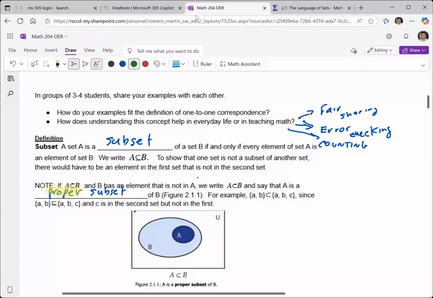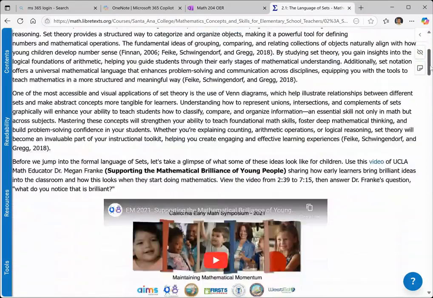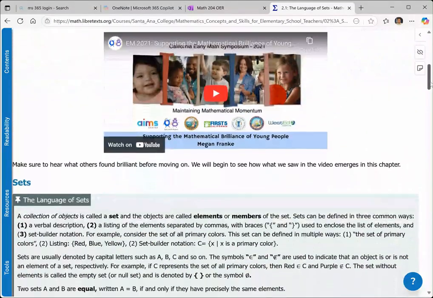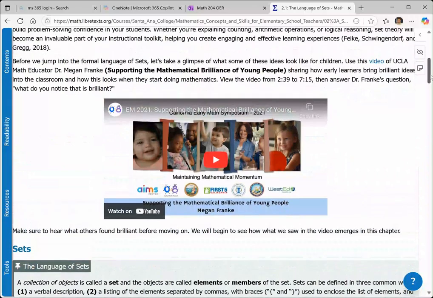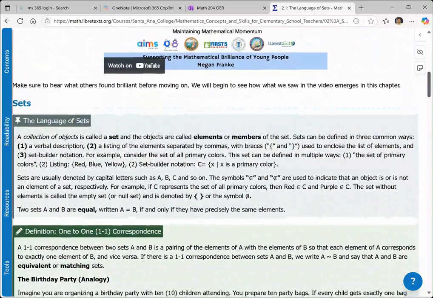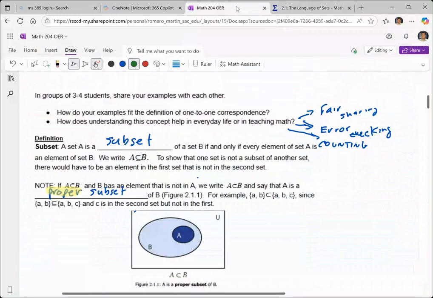Let's continue our work here. Remember, again, as we're going through the notes, we also have the textbook that has a lot more information for you, especially this video at the beginning around thinking about the mathematical brilliance of young people. There's a short little video there from one of my mentors, Dr. Megan Frankie from UCLA, talking about the brilliance of math students and then teachers talking about that. So don't be hesitant to go back and look at that a little bit.